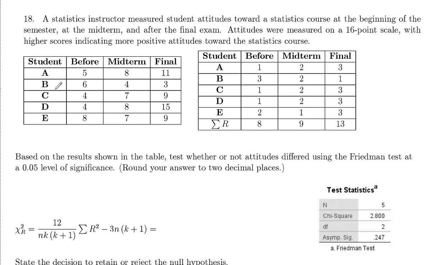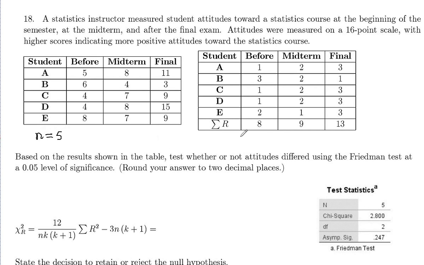So we did this for 5 students, or I did this for 5 students in this example, so n equals 5. And these are the before scores, the midterm scores, and the final scores. And they ask us, based on the results in this table, we want to test whether or not the attitudes differed using the Friedman Test. So this is a non-parametric version of repeated measures ANOVA, because we've got 3 measures and they're all on the same subject, repeated measures. And so here we noted that little n is equal to 5. We're going to need that a little bit later on.